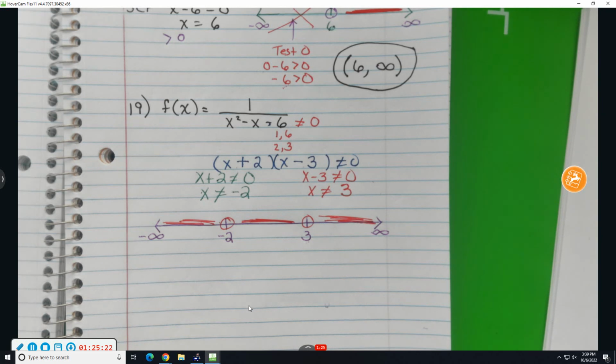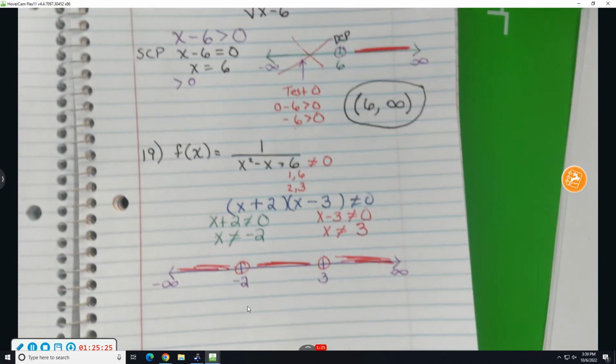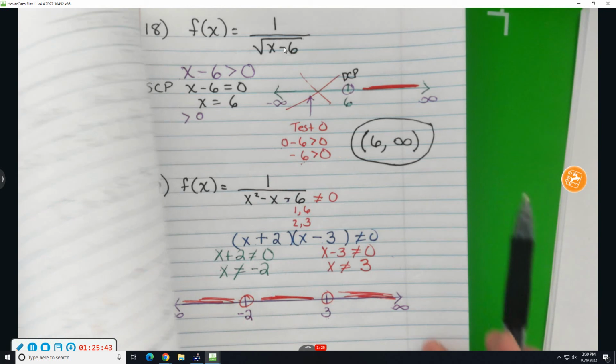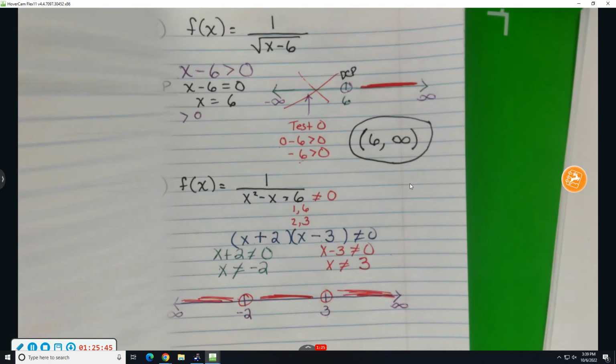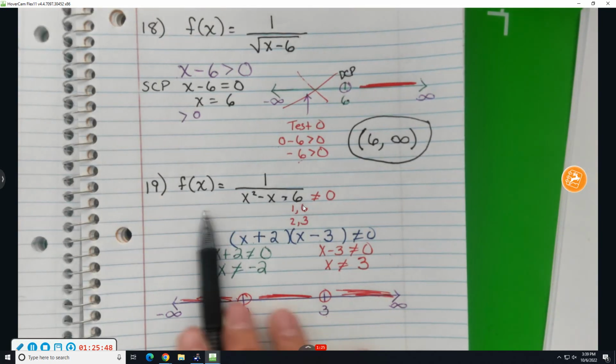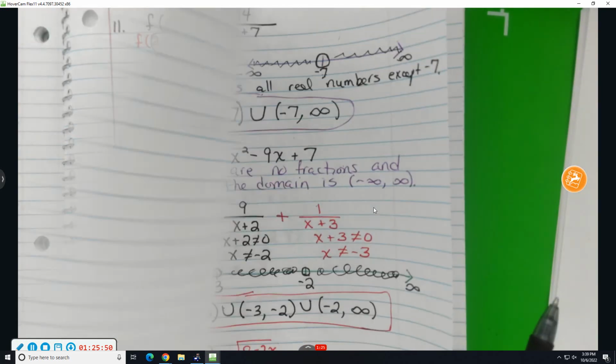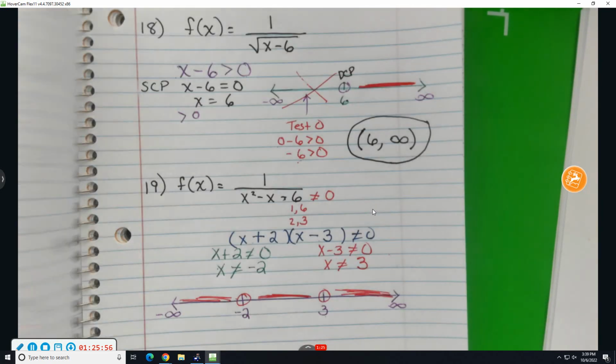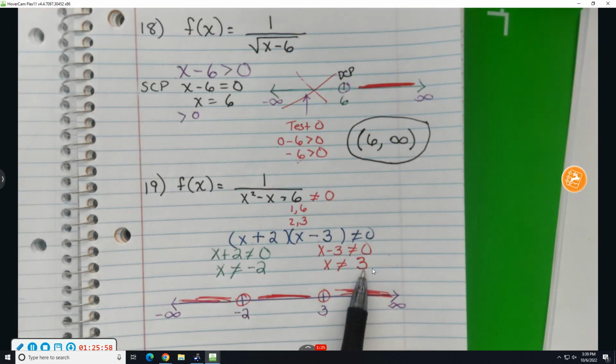Wait a minute, Tony. You checked intervals on number 18. Why aren't you checking intervals on number 19? Are we using the cut point method down here? No, there's no square root here, so why do I have to check the intervals? You check the intervals when there's square roots. You don't have to do any of the testing of the intervals when it's just a fraction. Okay, like on 16, there's all numbers except -2 and -3. Here it's all numbers except -2 and +3.